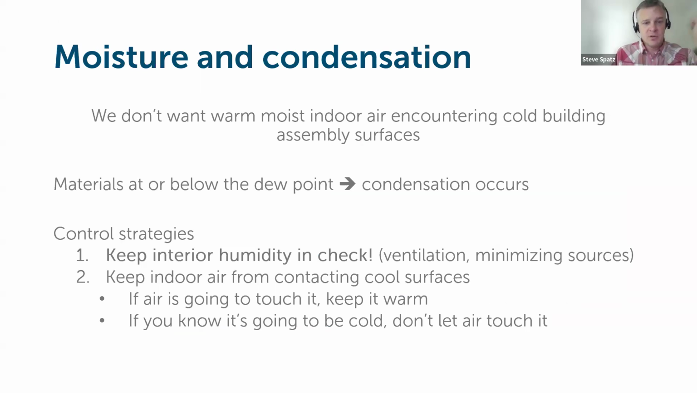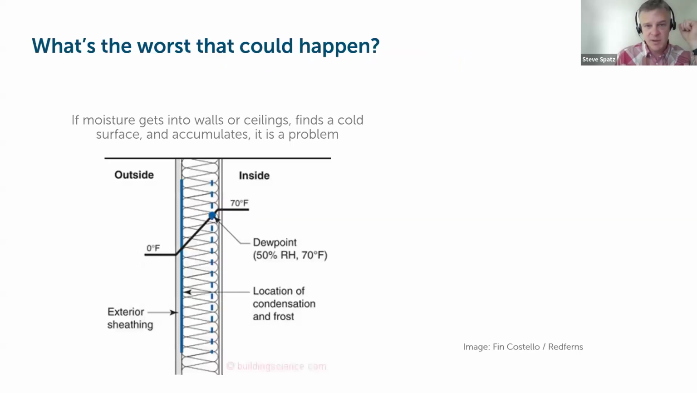So the critical components here are pretty straightforward. We try to control humidity as much as possible in the first place. That's the primary mechanism at play here. And then if and when indoor air is going to come in contact with surfaces, try to keep those surfaces above the dew point. Keep it warm or don't let it get there in the first place.